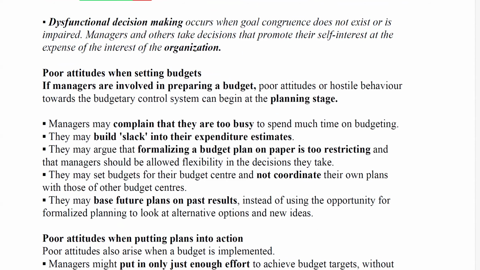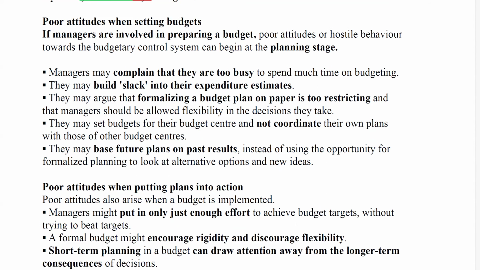Now, what are some of the poor attitudes when setting budgets? If managers are involved in preparing a budget, poor attitudes or hostile behavior towards the budgetary control system can begin right from the planning stage. So managers may complain that they are too busy to spend time on budgeting. They may build slack into their expenditure estimates, and we've talked about budgetary slacks. They may argue that formalizing a budget plan on paper is too restricting and that managers should be allowed flexibility in the decisions that they take.